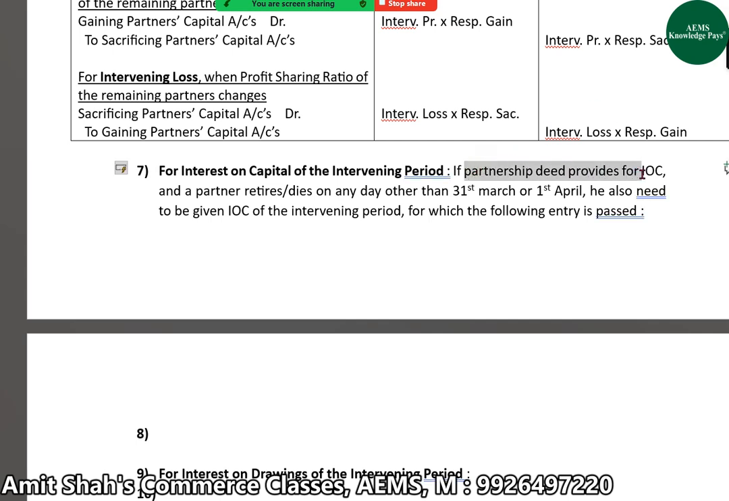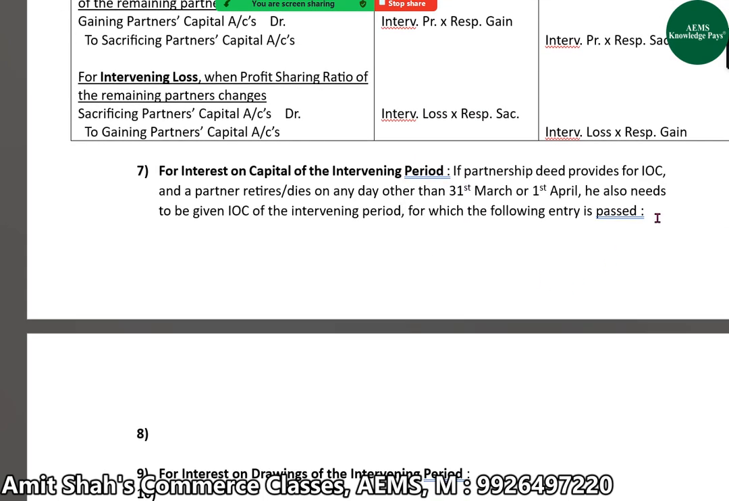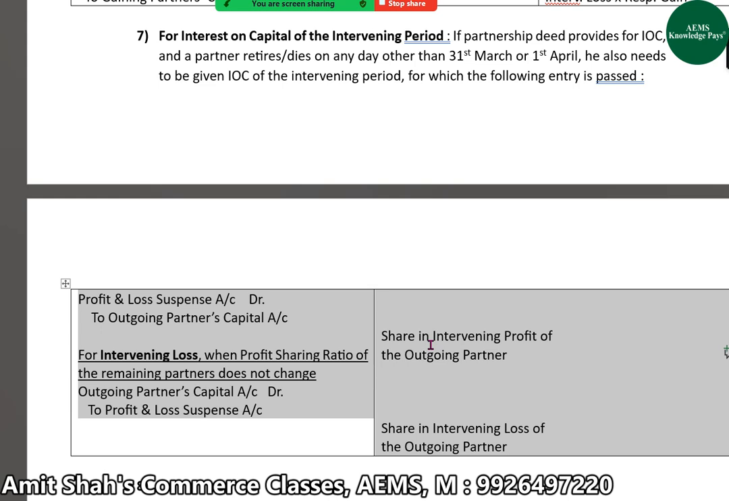So if partnership deed provides for IOC and a partner retires or dies on any day other than 31st March or 1st April, he also needs to be given IOC of the intervening period. And for this, the journal entry that we pass is P&L suspense account debit to outgoing partners capital account.